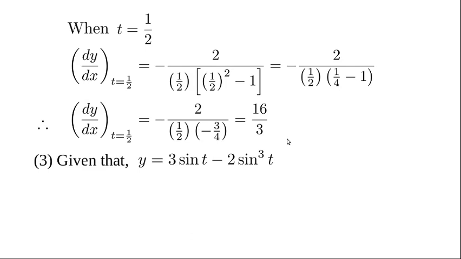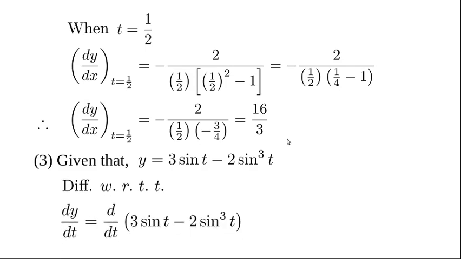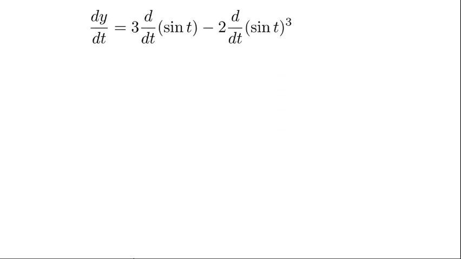y equal to 3 sin t minus 2 sin cube t. Differentiate with respect to t. dy by dt equals d by dt of 3 sin t minus 2 sin cube t. Now this d by dt gets into the bracket. Keeping those 3 and 2 outside, we get 3 times d by dt of sin t minus 2 times d by dt of sin t the whole cube, or sin cube t.